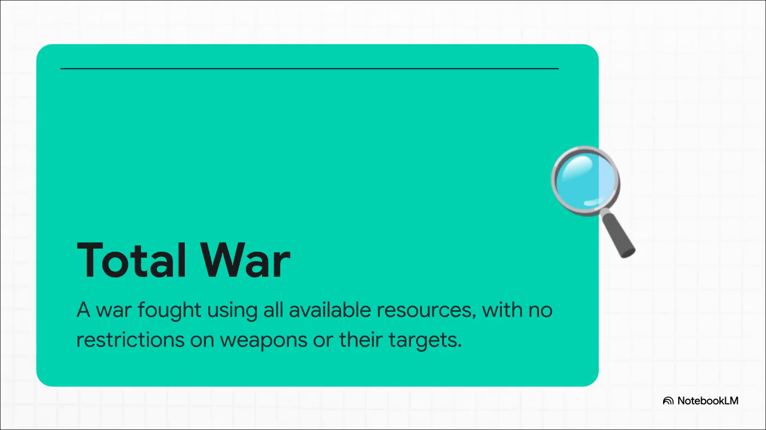And this new kind of conflict gets a name: total war. This is a huge concept for this unit, so let's be clear on what it means. It's a war where the entire society is mobilized. Every person, every factory, every resource is directed towards the war effort. And crucially, the line between soldier and civilian completely blurs. Everyone is part of the war, and everyone is a potential target.